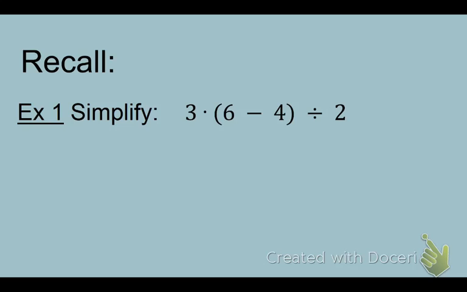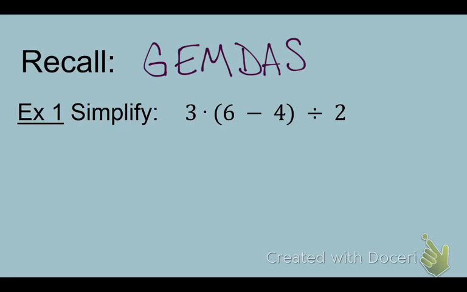Example 1, simplify. We're taking 3 times the quantity, 6 minus 4, and then divide by 2. All right. I really like GEMDAS because not all the time are we going to be dealing with parentheses. We've got grouping symbols. Sometimes the grouping symbol might be a big division bar. Sometimes it's going to be brackets. Sometimes it's going to be absolute value bars. So that's why I don't like PEMDAS. I like GEMDAS, GEMDAS meaning grouping.